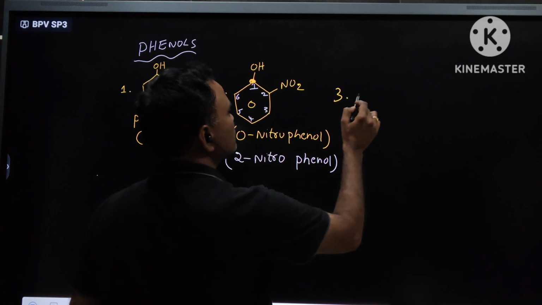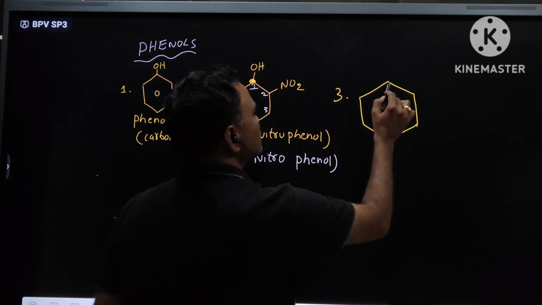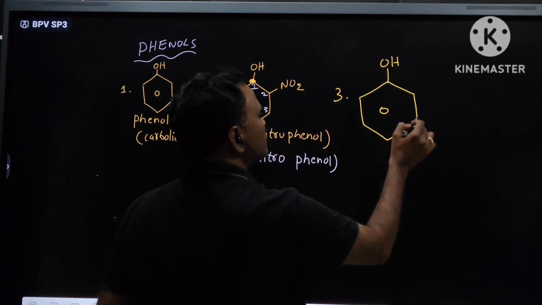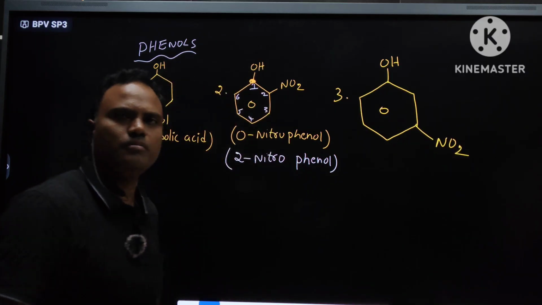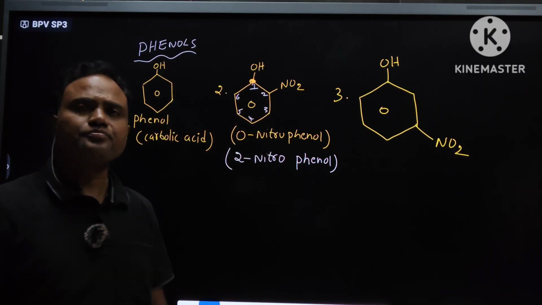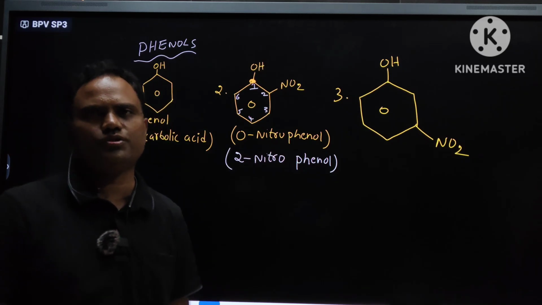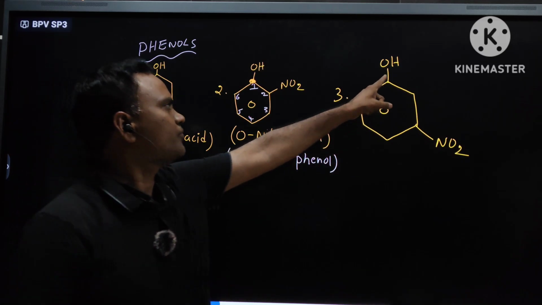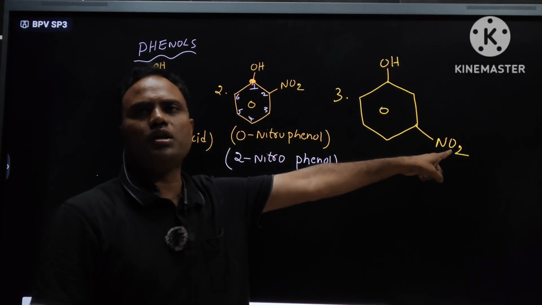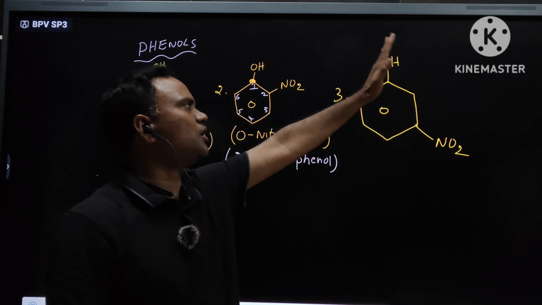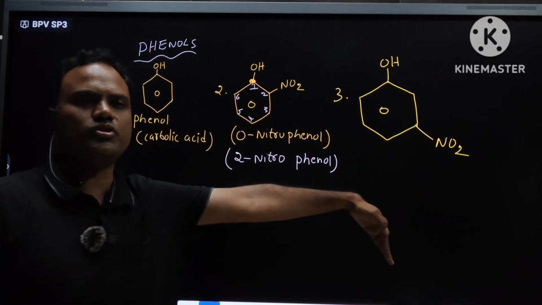Third position, also called meta position. Meta. If two substituents are present in alternative positions, that is alternation. See, OH, no group, again another group: alternative, not continuous alternation. Group is present, no group, and again group, alternative positions.